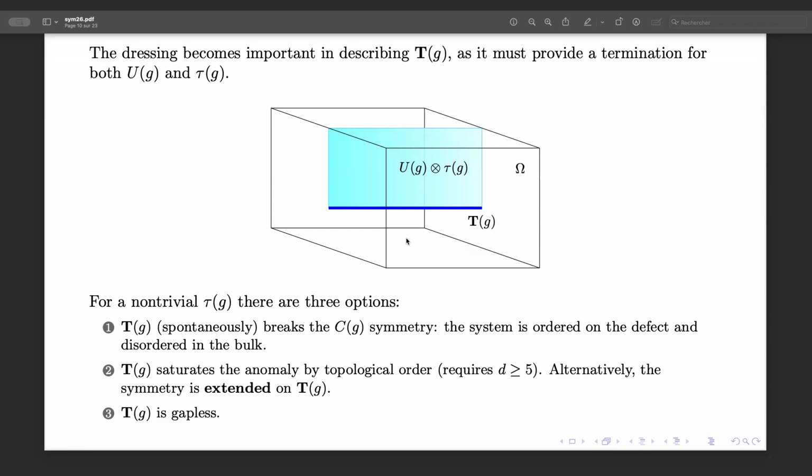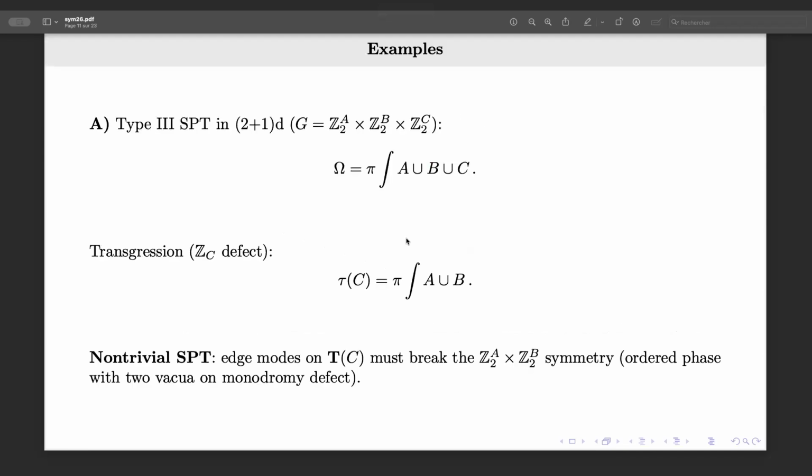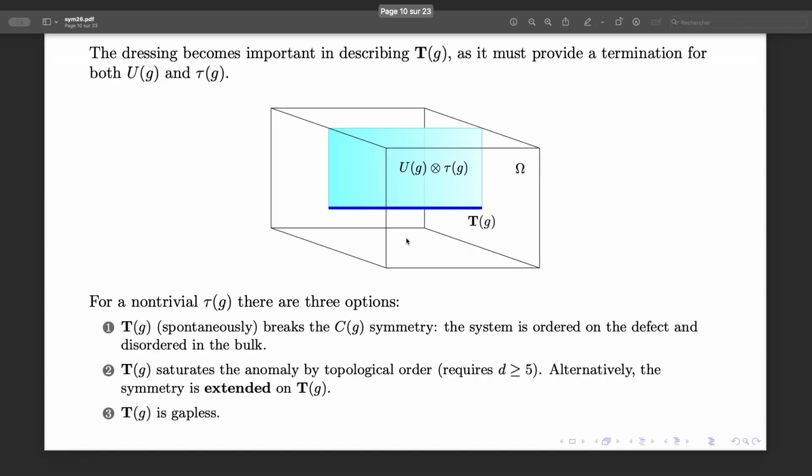Okay. So a very simple example is you can start with a type 3 SPT in 2 plus 1D. And you can compute this transgression, this reduction in a Z2 background, and you get the usual Z2 times Z2 SPT in 1 plus 1D. This is the tau that you get.